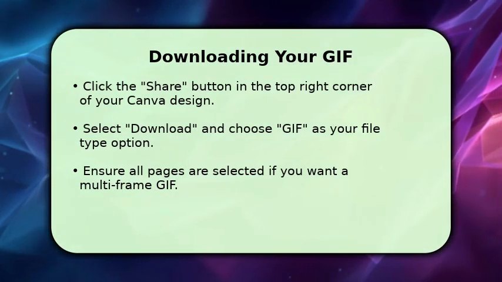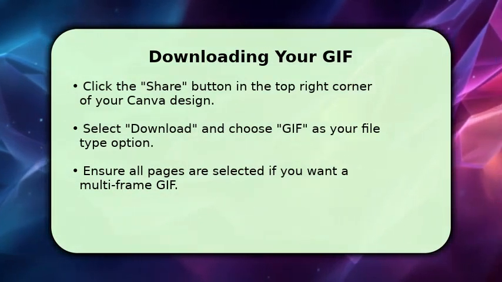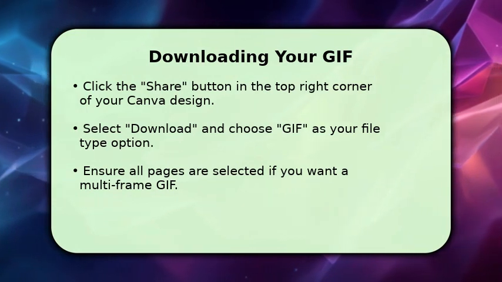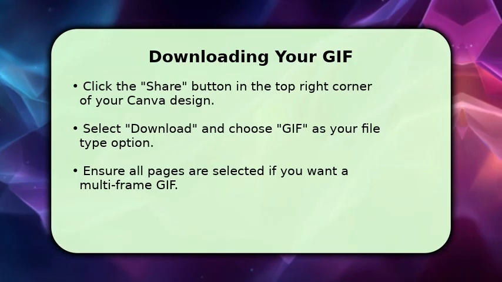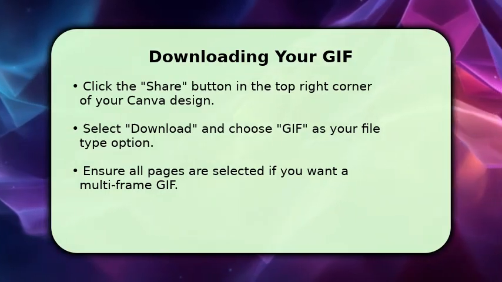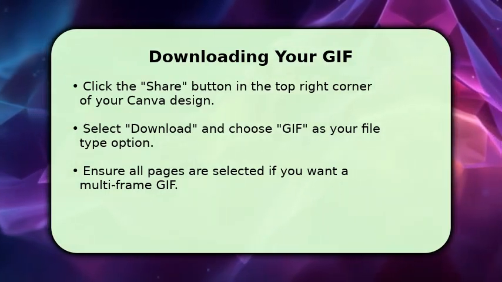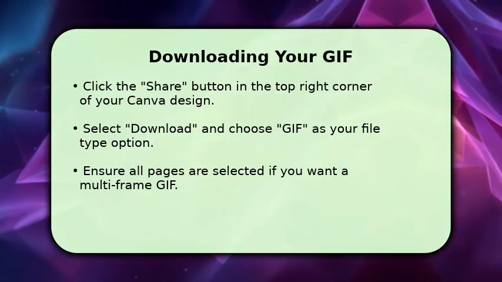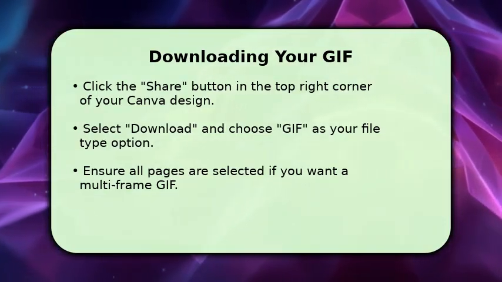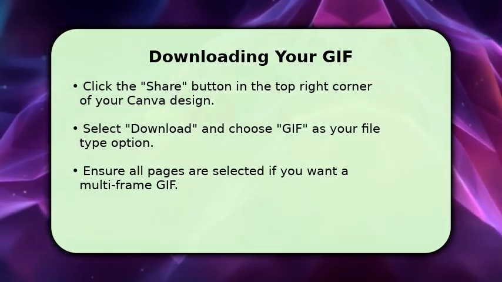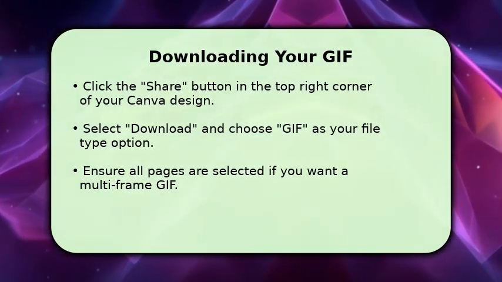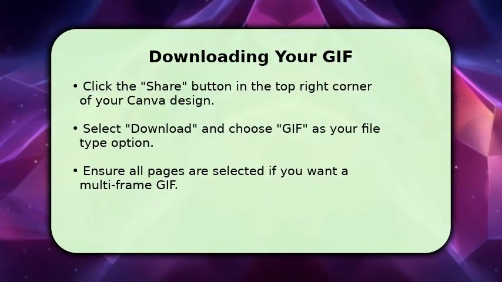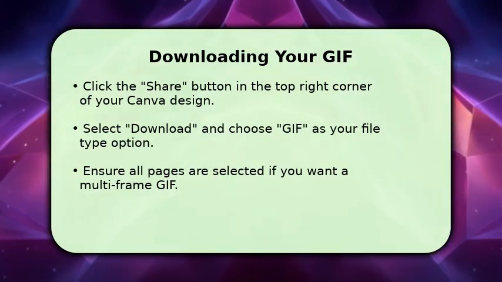After perfecting your animated design, downloading it as a GIF is simple. Locate the Share button, typically found in the top right corner of your Canva workspace. From the drop-down menu, select Download. Then, choose GIF as your file type. If your design has multiple pages, ensure all desired pages are selected to create a multi-frame animation. This process ensures your animated creation is ready to share across various platforms.